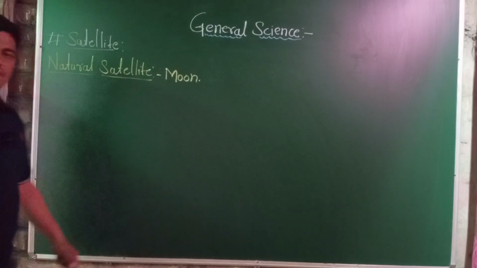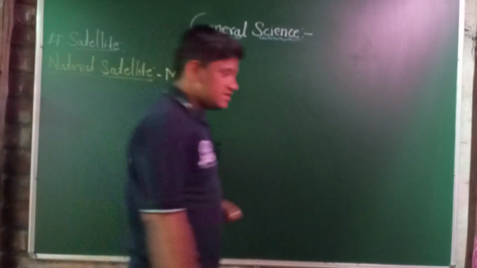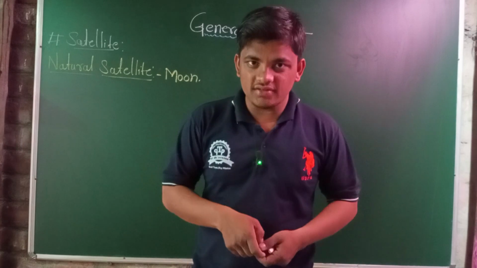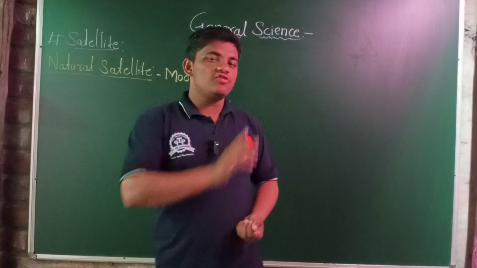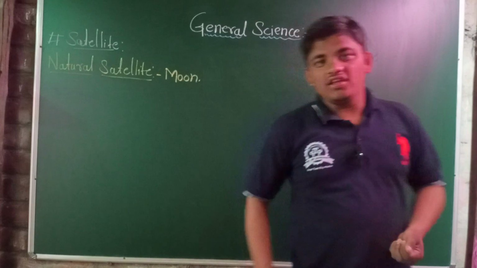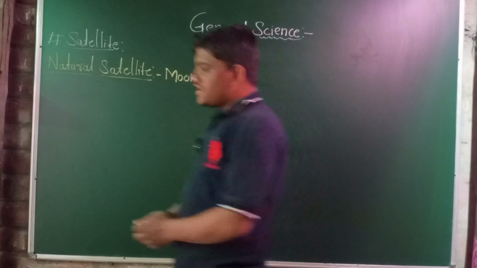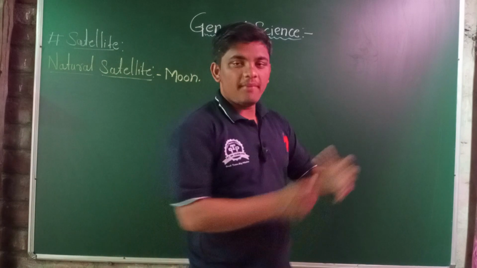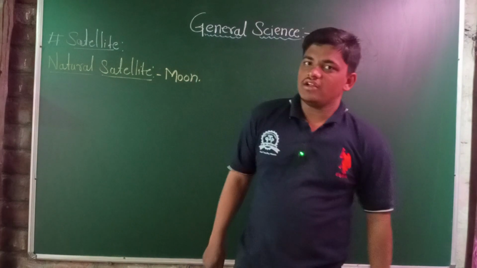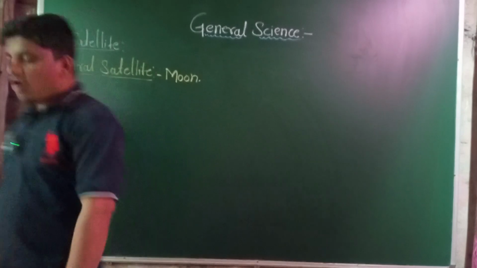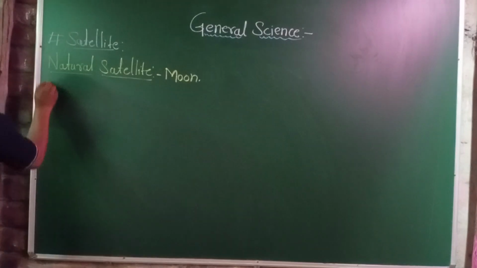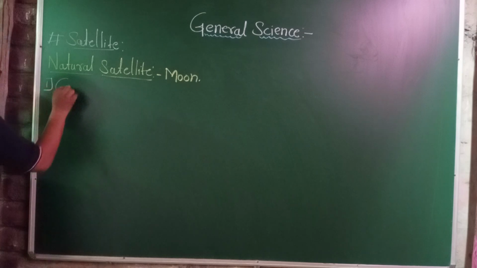And artificial satellites are man-made satellites. These artificial satellites are again classified into two different types: one is the geostationary satellites, and the other is the polar satellites. These satellites are classified on the basis of the orbits and the motions of the particular satellites. The first artificial satellite type is the geostationary satellite.